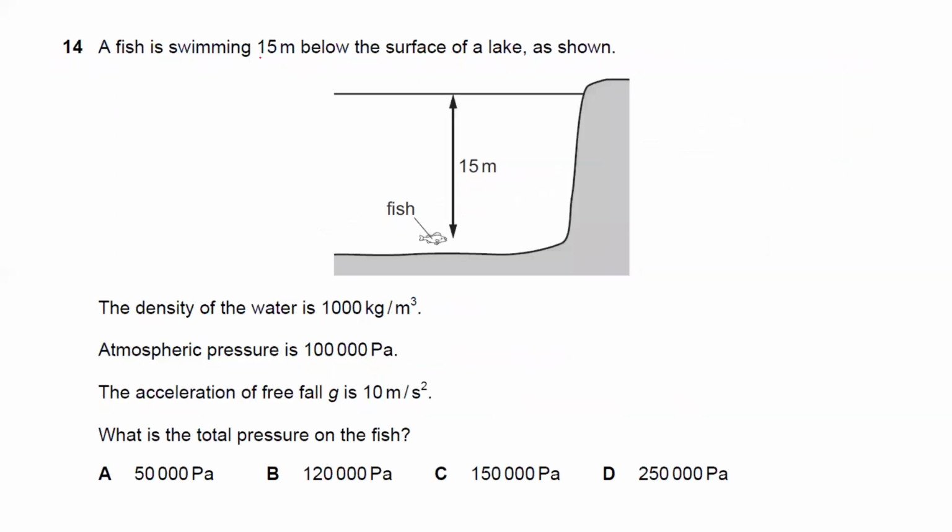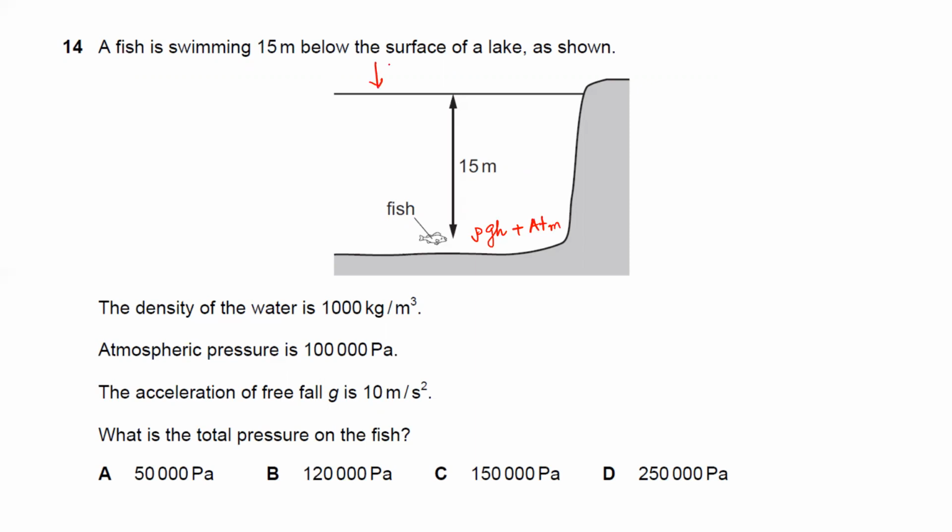Next question, question number 14. It says a fish is swimming 15 meters below the surface of a lake as shown. The density of water is 1000 kg per meter cube. Atmospheric pressure is 100,000 pascals. The acceleration due to gravity is 10 meters per second square. What is the total pressure on the fish? So remember, the total pressure on the fish will be rho gh plus atmospheric pressure.